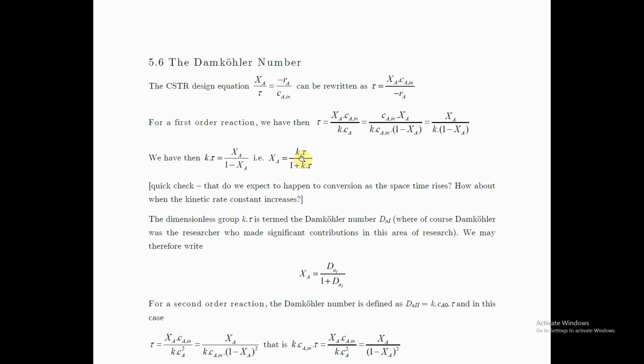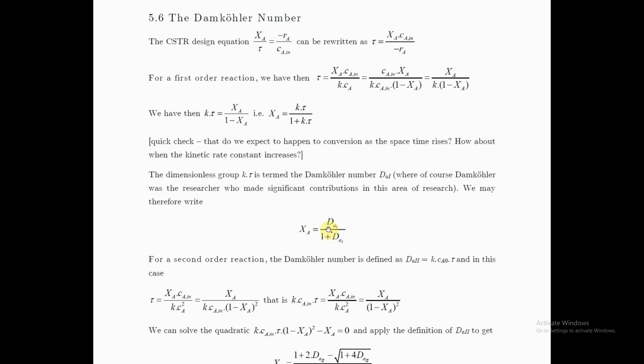So for a low extent of reaction, you get a low conversion. For a high extent of reaction, you get high conversion. So specifically in the first order case, you find this form, and then for first order, we define the Damköhler number, so Da1, right? So that 1 tells us it's a first order reaction. Okay, so the Damköhler number, you can see, is K tau in that case.